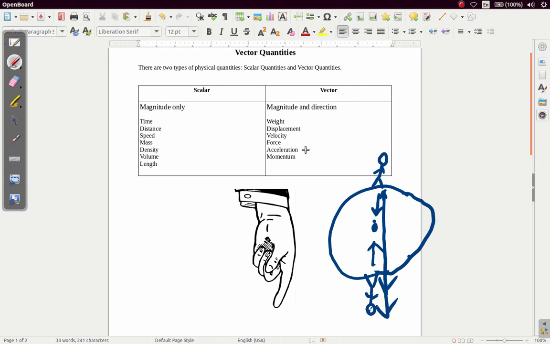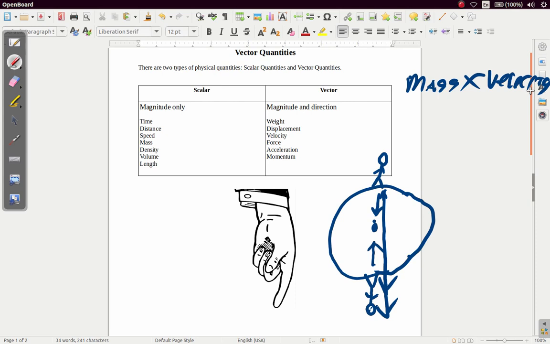Acceleration, talking about at one point, you're going at 5 kilometers per hour, and then a few seconds later, you're going at 20 kilometers per hour. Then a few seconds later, 30 kilometers per hour. So you're changing velocity, and you're going in a specified direction. And momentum is another example of a vector quantity. For those who like the physics or are doing physics, it is the mass multiplied by the velocity.